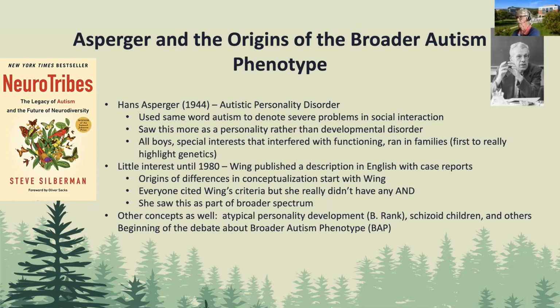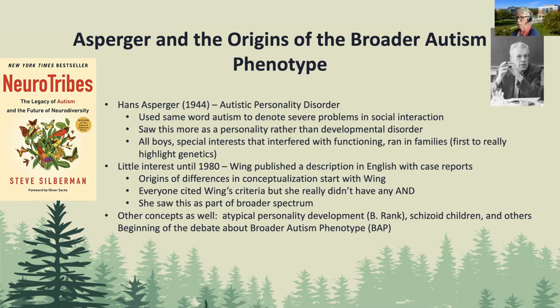There was little interest in his condition until 1980 when Lorna Wing in England published a description in English along with a series of case reports. This is really the origins of conceptualizations, and its various vicissitudes start with Wing because over time, at least 6, if not more, different views of Asperger's developed.